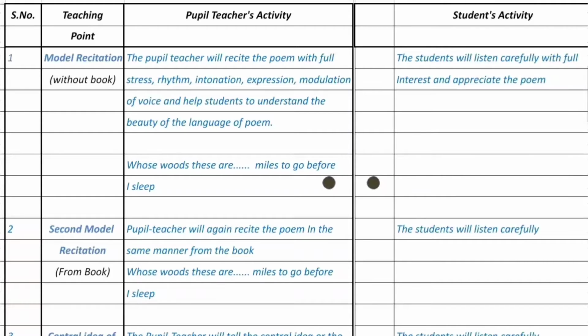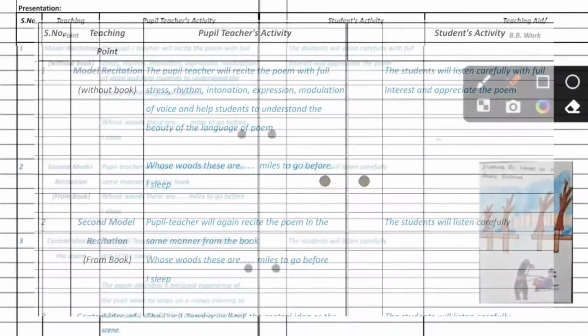So for this we'll write in the pupil teacher's activity column that the pupil teacher will recite the poem with full stress, rhythm, intonation, expression, modulation of voice and help students to understand the beauty of the language of the poem. And here we'll write the first few words of the poem and the last few words of the poem. In the students' activity, we'll write, the students will listen carefully with full interest and appreciate the poem.